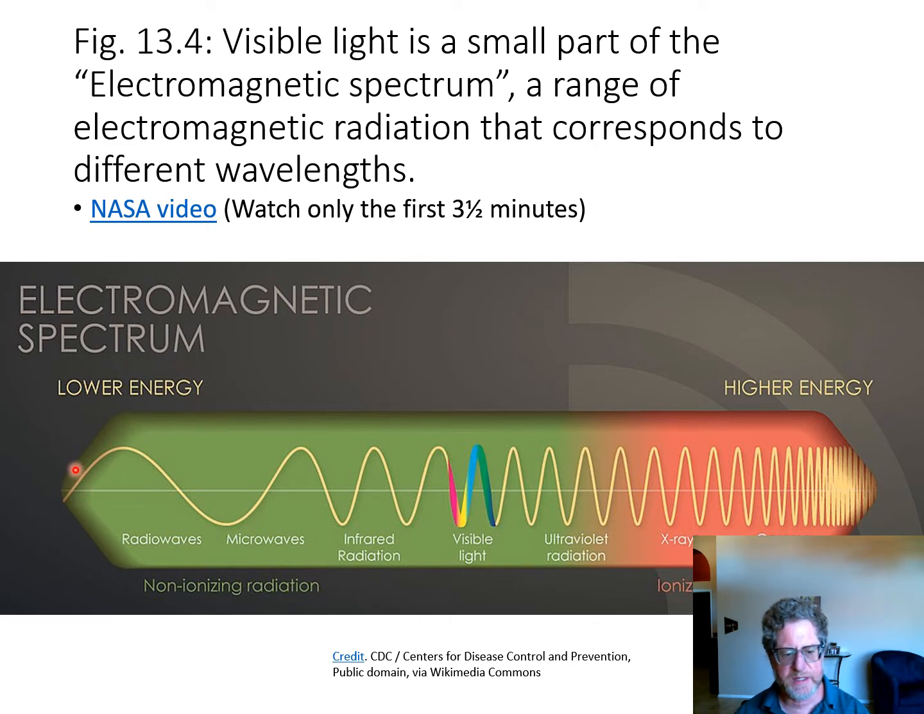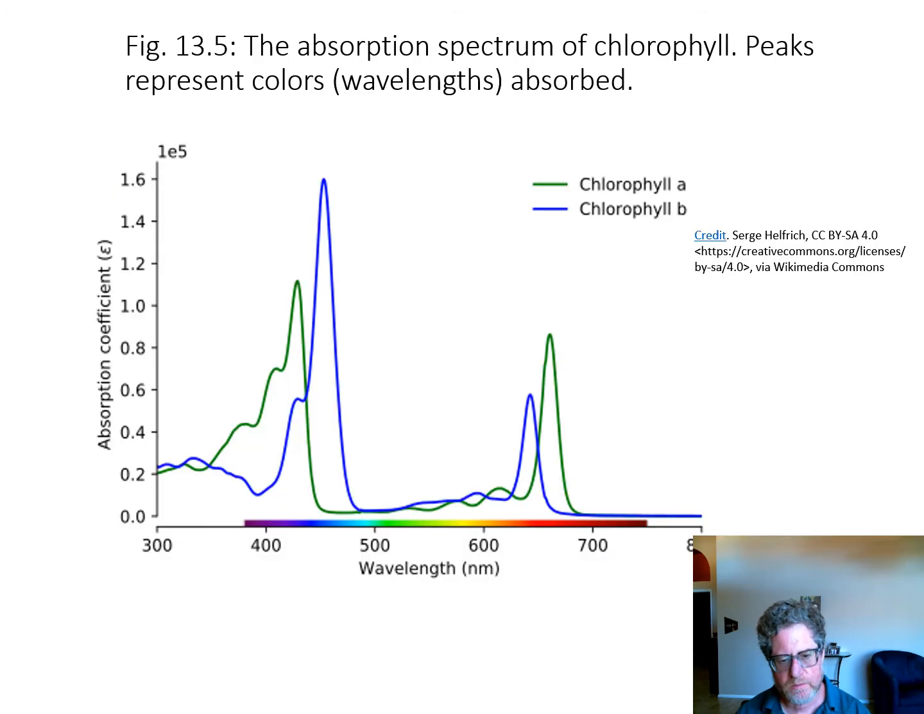And this is showing the idea that this radiation travels as waves. The longer waves have less energy, things like radio waves. The shorter waves are more damaging. They can cause cancer, things like X-rays. And visible light, the light we see with our eyes, is somewhere in the middle. There's a 30-minute NASA video. Just watch the first 3.5 minutes, and I have some questions about that on the homework.